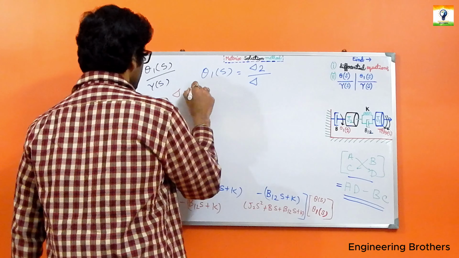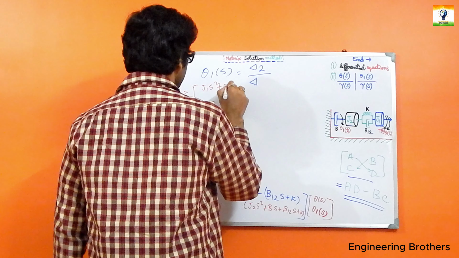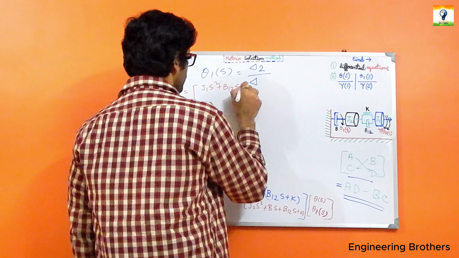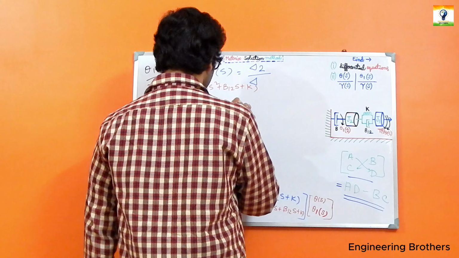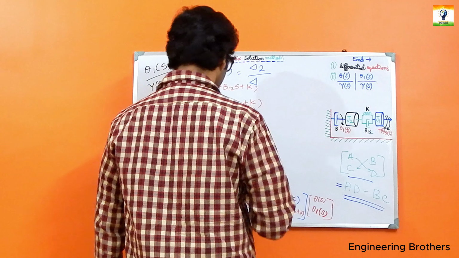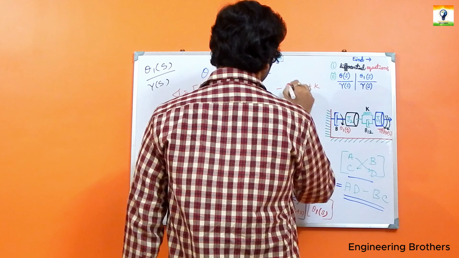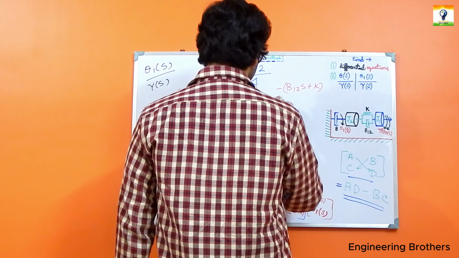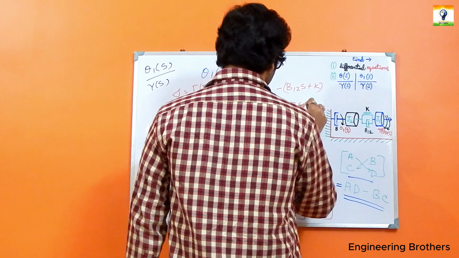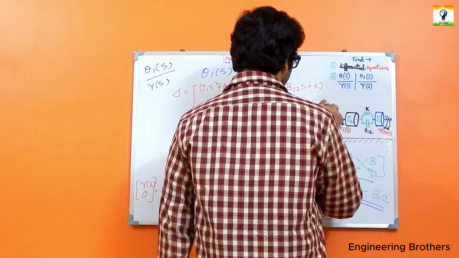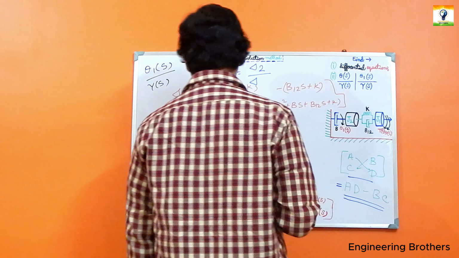This is the delta matrix over here. The delta matrix is this one, which is J1 s squared plus B12 s plus K. This one is minus B12 s plus K, and this one is also minus B12 s plus K. In our lower part, the element is J2 s squared plus B s plus B12 s plus K. This is the matrix for our delta over here.